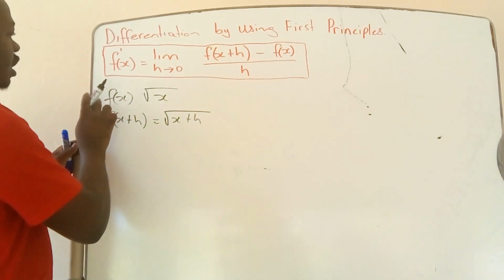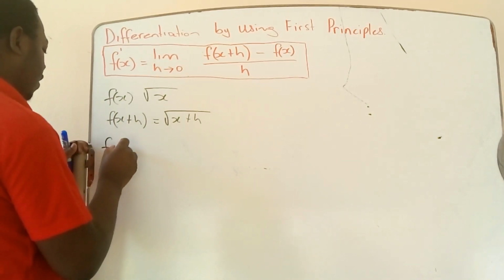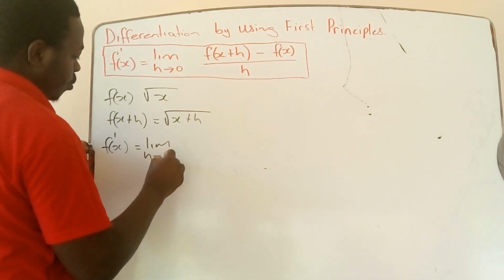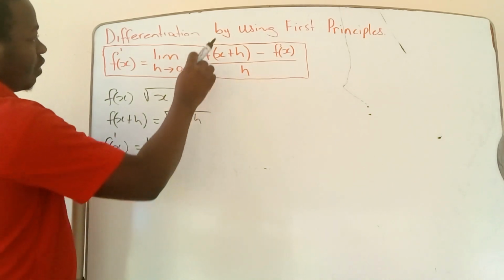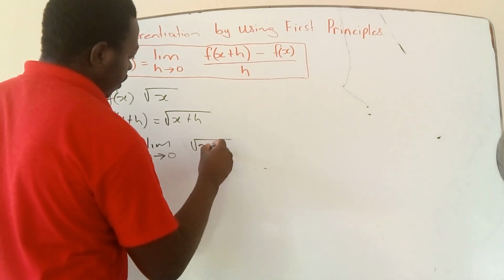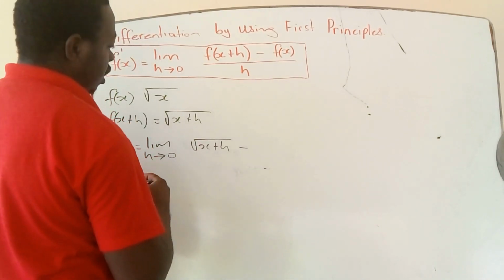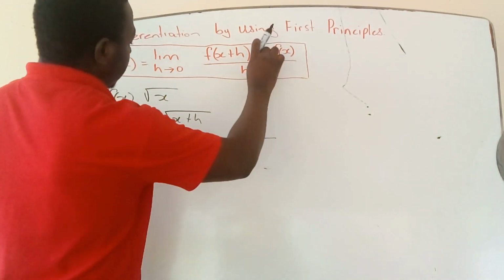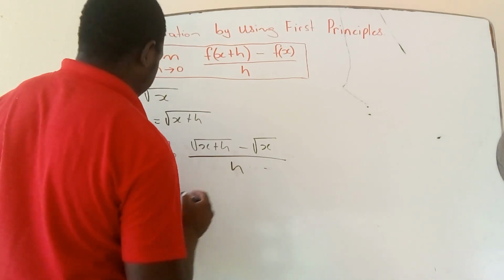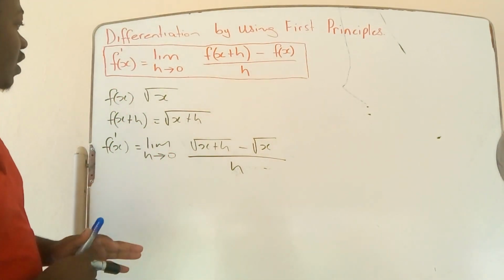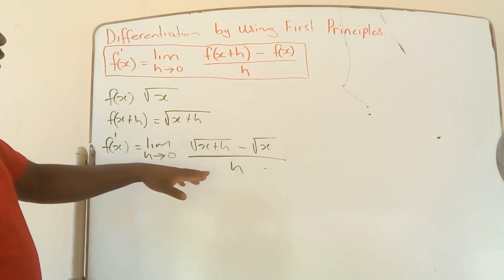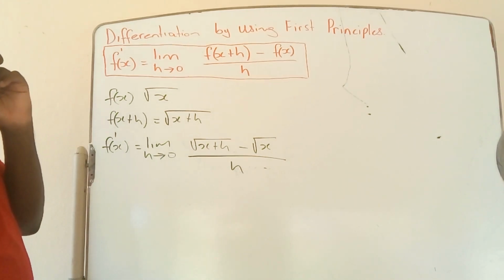Right? So we know the derivative of this function, which is f of x prime, is equal to the limit as h approaches 0, right? We have f of x plus h, but what is f of x plus h? That is just root of x plus h, subtract the root of x, all of that over h. Now, we have a challenge. How are we going to get rid of this root sign? How are we going to cancel out this h?